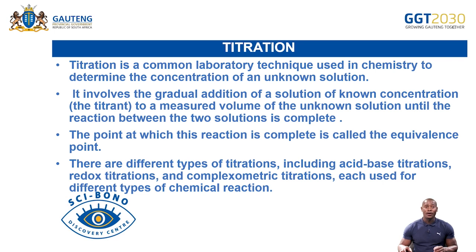And there will be a point where the indicator will change color. That point, we call it the end point. And the point where the acid has completely reacted with the base, we call it the equivalence point. So that is titration. Basically, titration is an experimental method that you can use to determine the concentration of an unknown solution when it comes to an acid-base reaction.